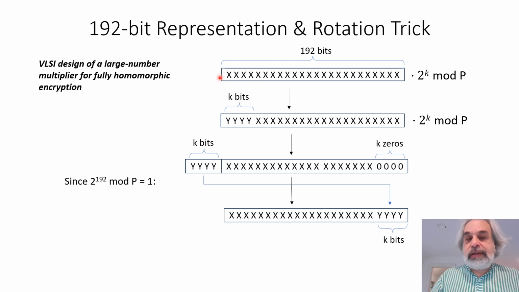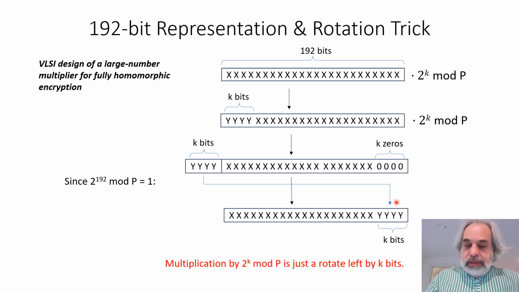So let's look at this in detail. We have a 192-bit number. We multiply it by 2 to the k. Now that's essentially a shift. So we're going to insert k zeros on the right. And these k bits that were at the top now shift out past the edge of the 2 to the 192. But 2 to the 192 is actually 1, so we can just take this value, this YYY value, and we can wrap it around back down here because this is sort of the ones place. So it turns out that a multiplication by 2 to the k mod p is just a rotate left by k bits in this 192-bit representation.